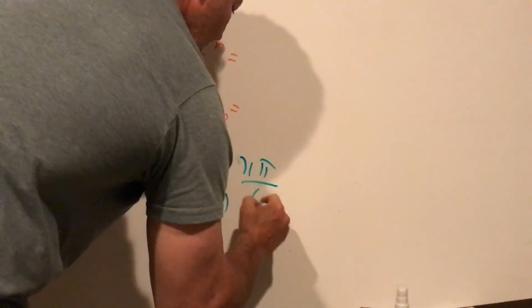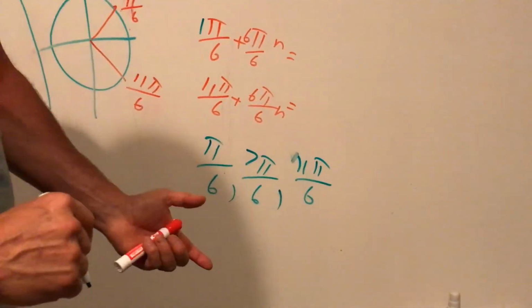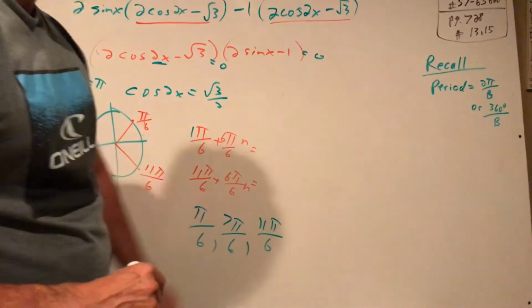11 pi over 6. If I add 6, that's going to get me 17 pi over 6, and that's too big, so that's all I have out of that one. I only get one of those. Okay?